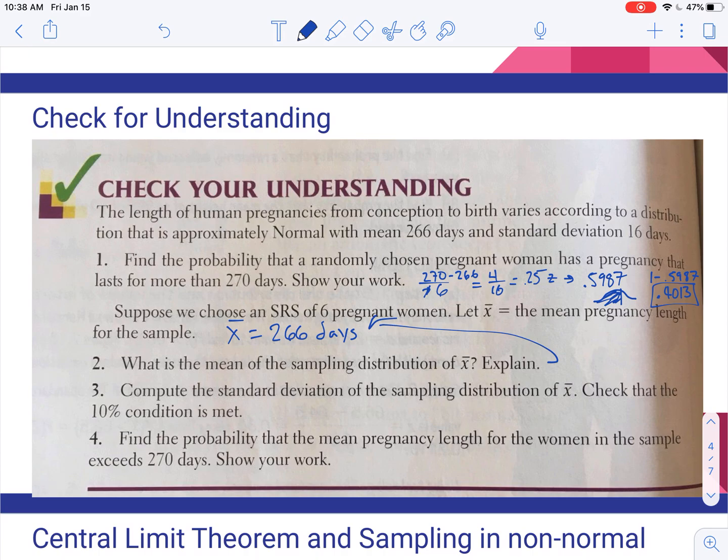Compute the standard deviation of the sampling distribution. Check that the 10% condition is met. The 10% condition is definitely met. 6 pregnant women is significantly less than 10% of all women in the world who are pregnant currently, or who have ever been pregnant. That's a very easily stated fact that we've met the 10% condition.